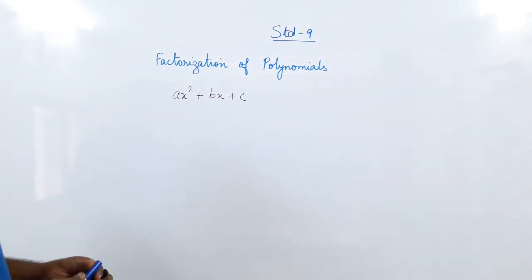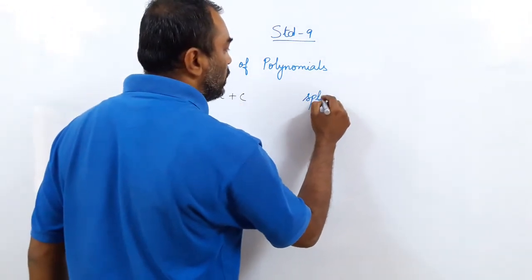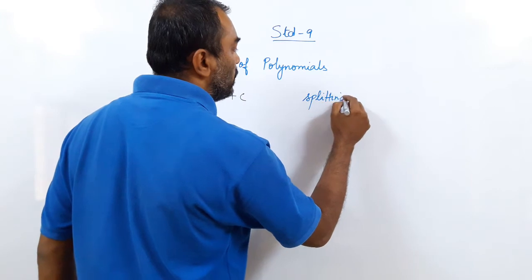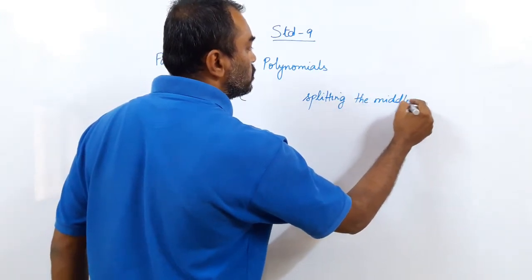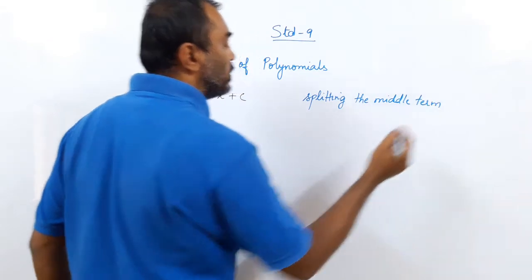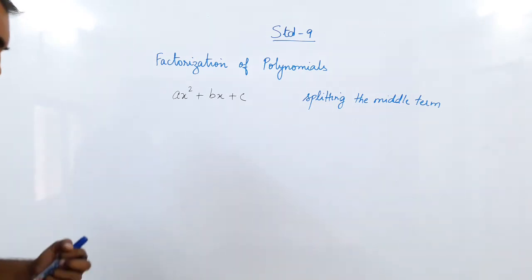So how do we solve this? We have done this method. It is called splitting the middle term. There is a new method for that, but we will not do it right now. We will just see how we use the method splitting the middle term.